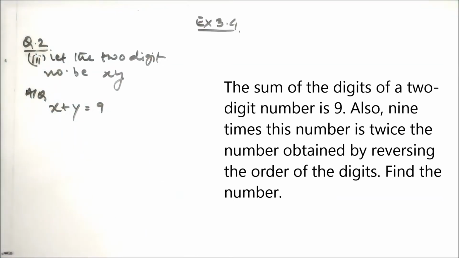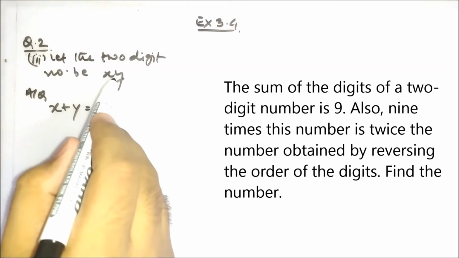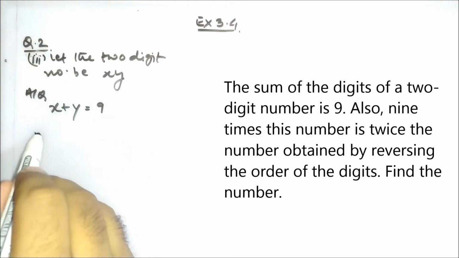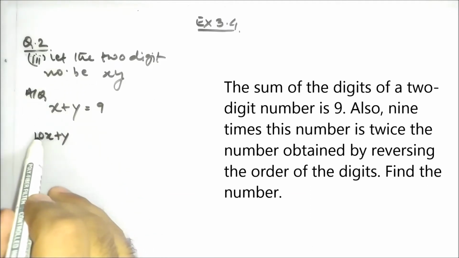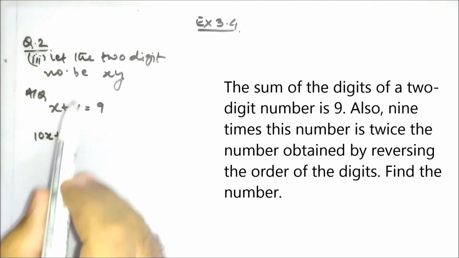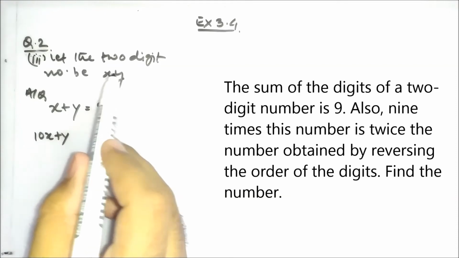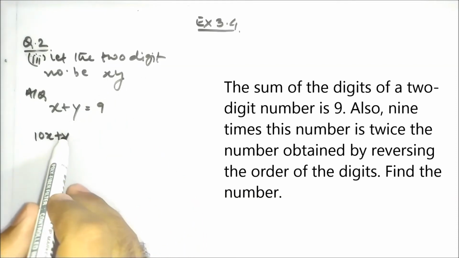Second condition, it is saying that 9 times this number. This number can be written as 10x plus y. Why are we multiplying x with 10? Because it is in the tens place. And why are we multiplying y with 1? I have not mentioned it here. Why I multiplied 1?